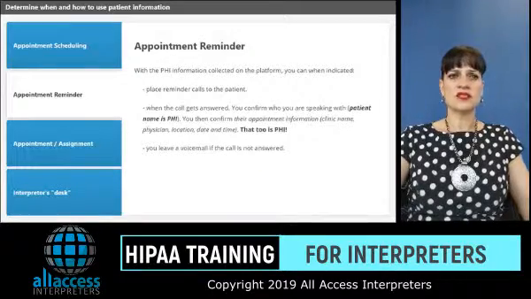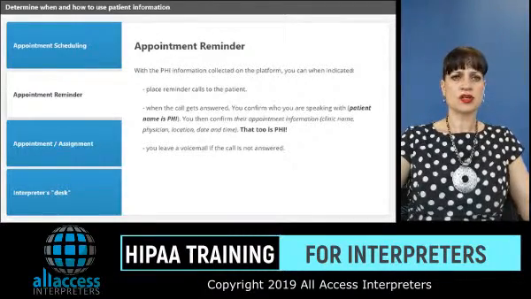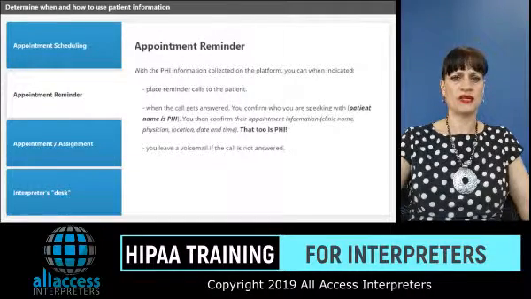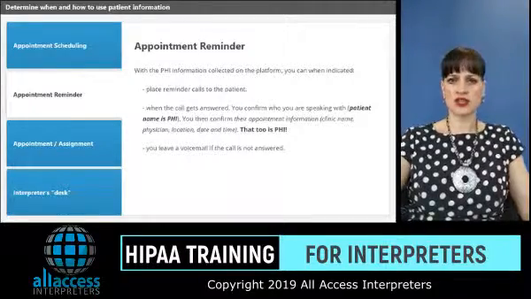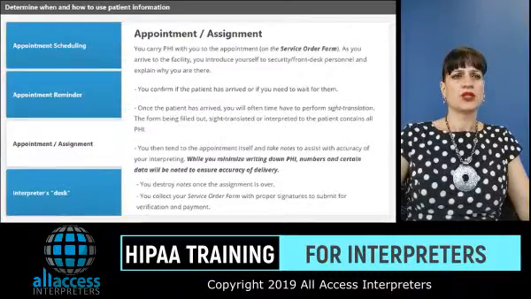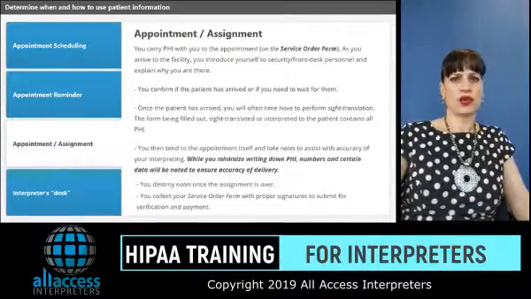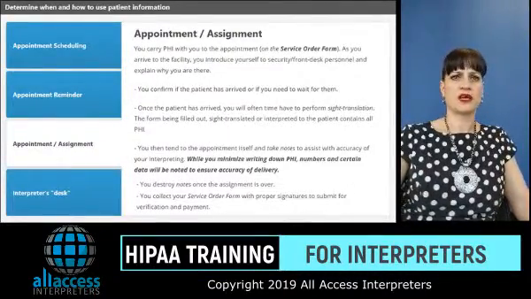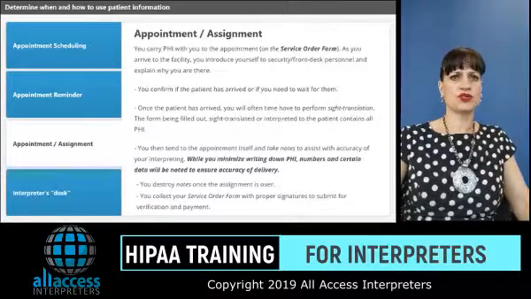You can also leave a voicemail if the call is not answered, and just give information about when the appointment is, and don't go too much into detail on your voicemail, just in case somebody else would be able to access that voicemail. You carry PHI with you to the appointment with your order form. And then when you get there, you introduce yourself to security and front desk personnel and explain why you're there. You confirm if the patient has arrived or if you need to wait for them.